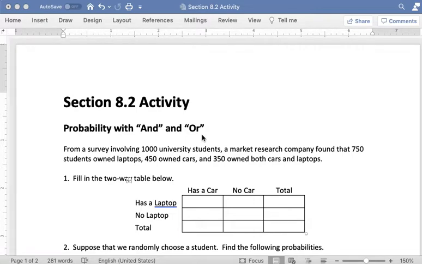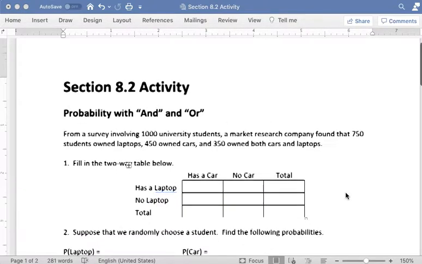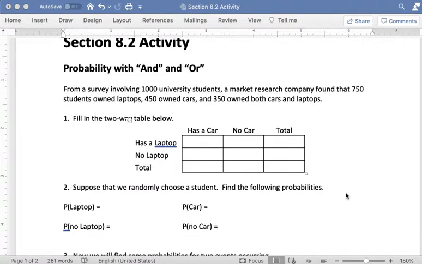In this video for the Section 8.2 activity, we're going to go through probability problems that involve "and" and "or". We're going to start with this example where we have a survey involving 1,000 university students. 750 students own laptops, 450 owned cars, and 350 owned both cars and laptops. So we're going to start with filling in the two-way table.